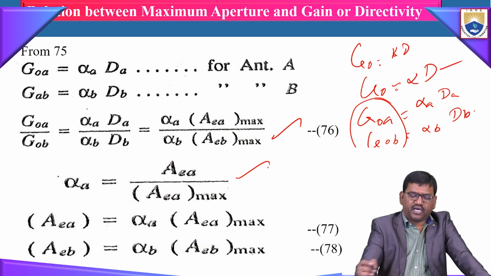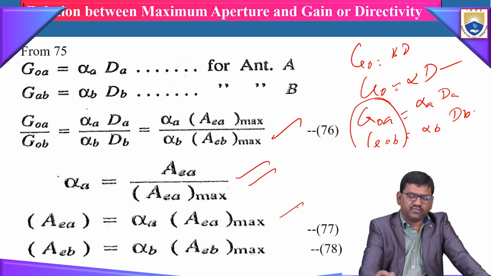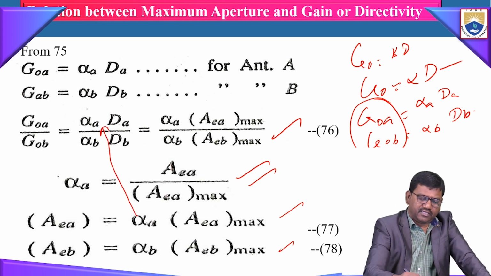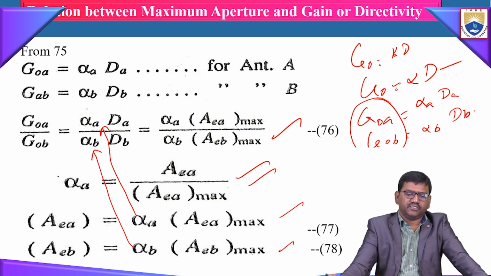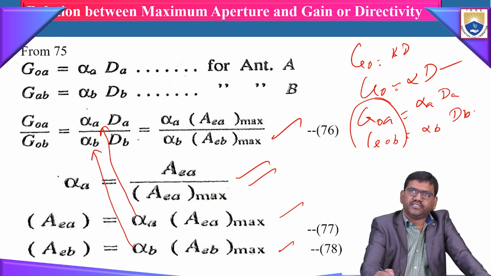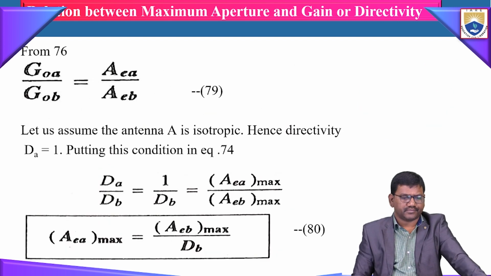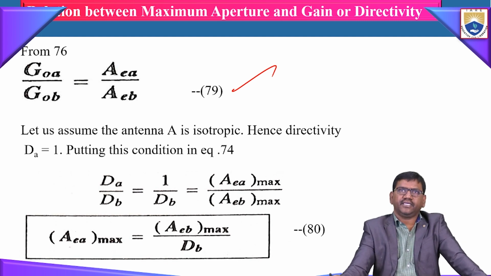Here we know that alpha is equal to the effectiveness ratio. It is the ratio of the effective aperture to the maximum effective aperture, denoted by AE by AE max. So AEA is equal to alpha A into AEA max, and AEB is equal to alpha B into AEB max. Let us substitute this alpha A value in this equation and alpha B in this equation. If you substitute and simplify, you will get G0A by G0B is equal to AEA max by AEB max. So if we simplify, you will get G0A by G0B is equal to AEA by AEB.